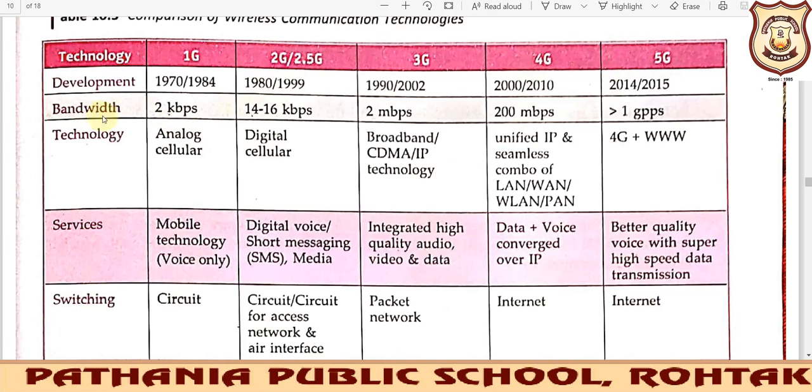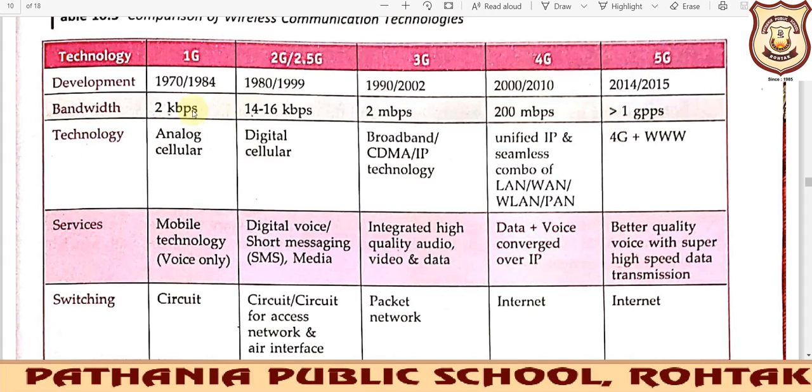Okay, so bandwidth we can compare. In 1G it was 2 kbps, in 2G or 2.5G it is 14 to 16 kbps. Okay, in 3G it is up to 2 Mbps, and in 4G it is 200 Mbps, and in 5G it will be more than 1 Gbps.